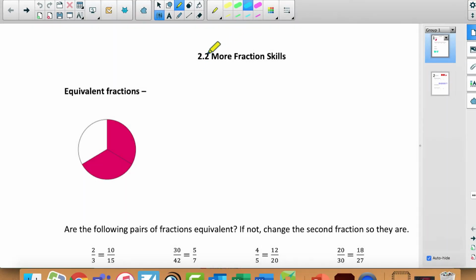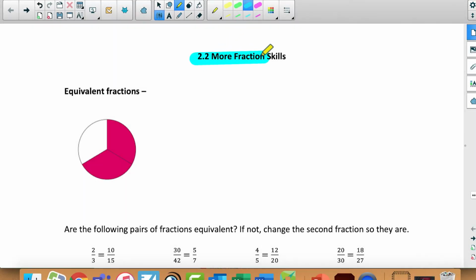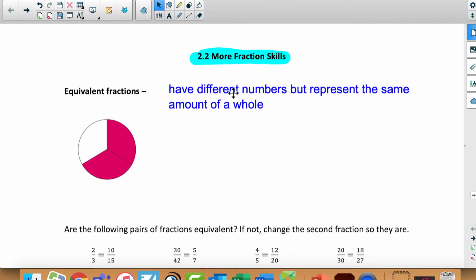Okay, grade 8s, we're going to go over some more fraction skills today. I'm going to try to do it a little bit faster today. So we're going to start off with equivalent fractions, which I'm sure you've heard of before. Equivalent fractions are just different fractions, but they actually represent the same amount of a whole, so they're the same size. So for example, let's take a look at this fraction right here.